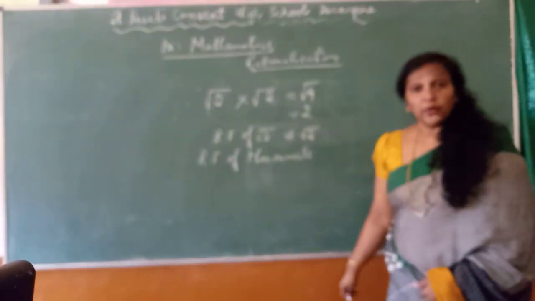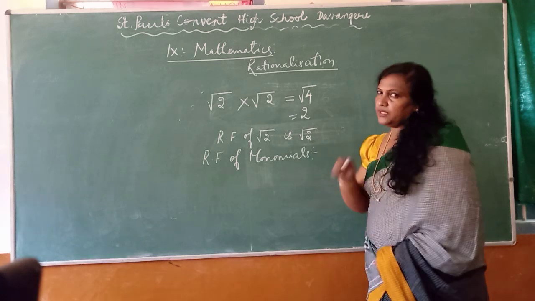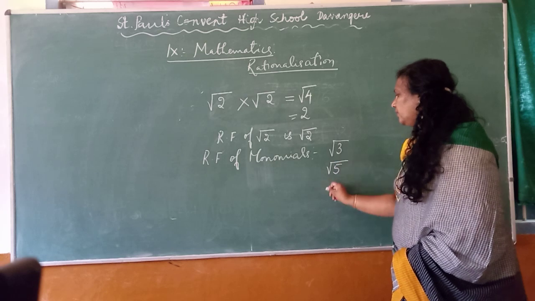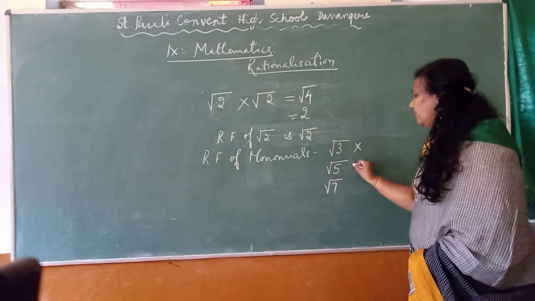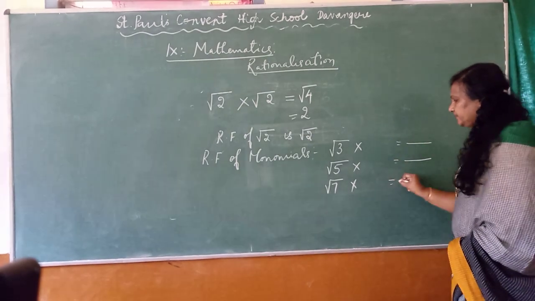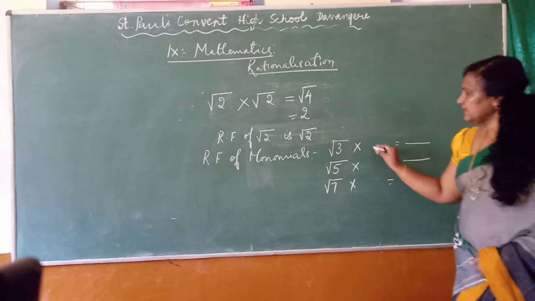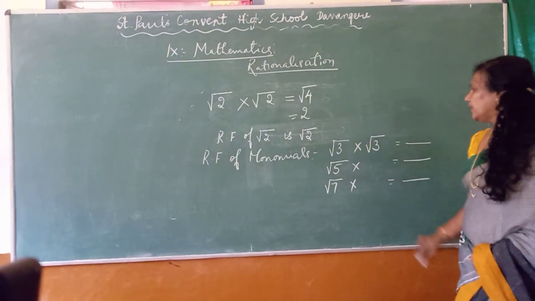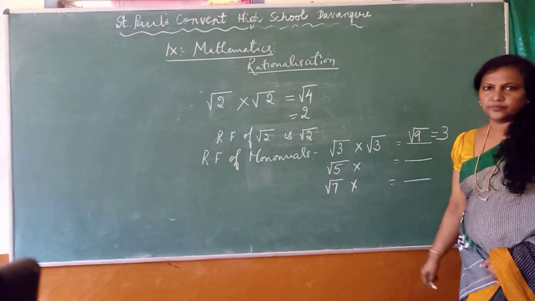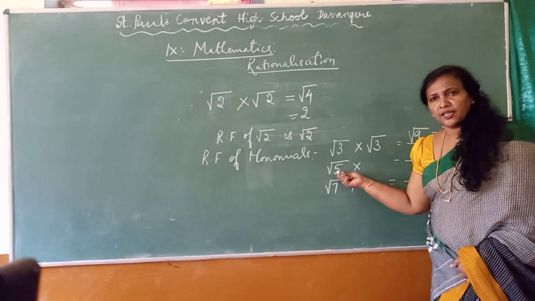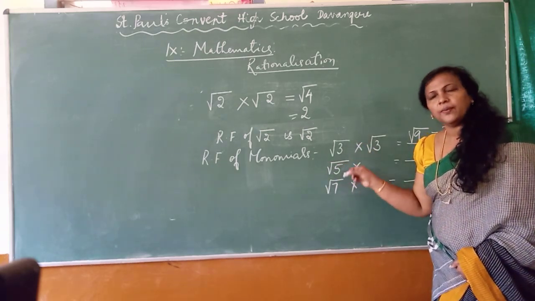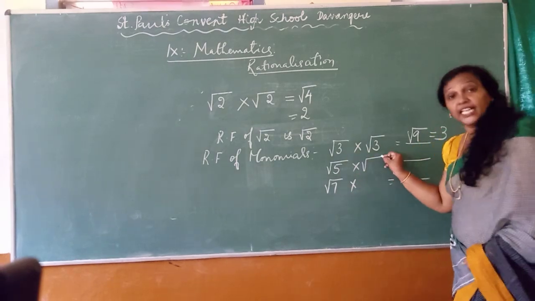Rationalizing factor of monomials. Monomial, single term. If it is root 3, root 5, root 7, by what should you multiply to get a rational number? So root 3, if it is multiplied by root 3, you get root 9, which is equal to 3, a rational number. So a monomial irrational number, in the case of square roots, should be multiplied by the same monomial irrational number.